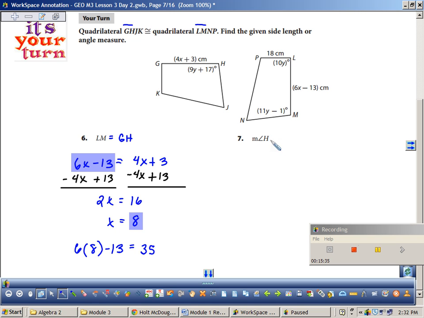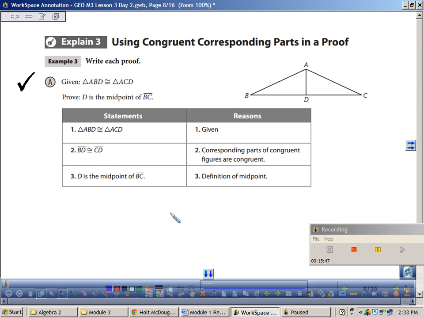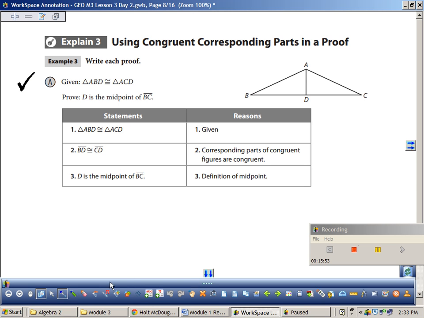Finding the measure of angle H will be the same thing. We're going to move on. All right, pencils down. You've got this one in your book. So, pencils down, heads up, eyes up here.